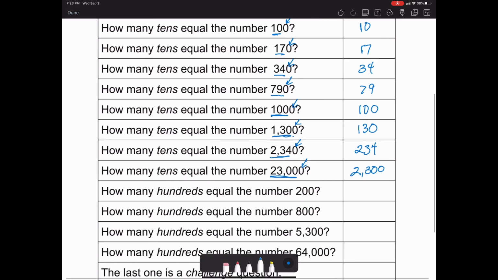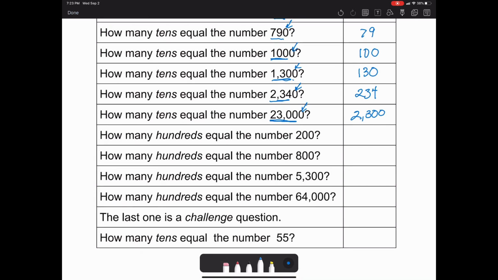So once you've got the hang of that, you can apply that to hundreds. So for hundreds, just think about how many hundreds equal 200. Well, you kind of know what the answer to that is. That would be 2 hundreds. That would equal 200, right? And then how many hundreds would equal 800? That would be 8 hundreds.